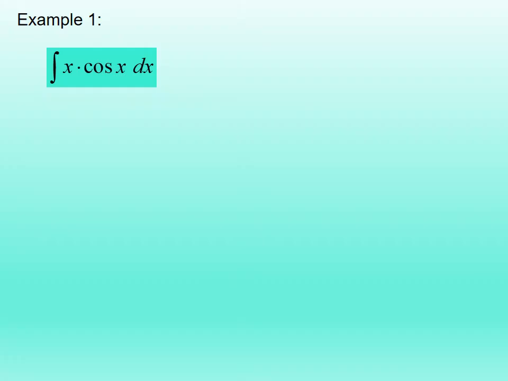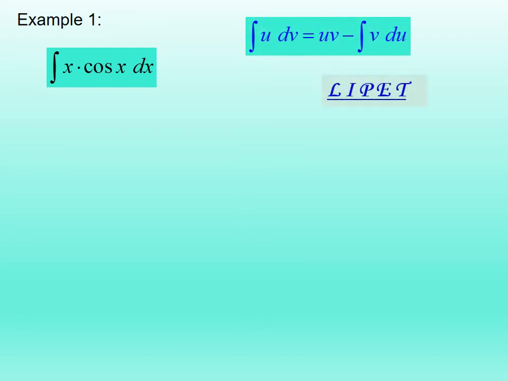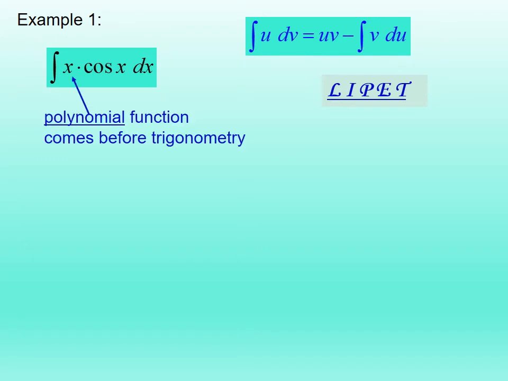Let's have a look at the first example of our lesson to understand how the integration by parts formula works. Integrate the function x times cosine of x dx. The first thing you do is write the formula for integration by parts. With the help of LIPET, you have to assign functions for u and dv. It's obvious that x is a polynomial function, and in the order of letters in LIPET, the polynomial function comes before the trigonometric function cos x. So you should take the function x. When I say u, I mean the function u. And dv takes cosine of x dx.